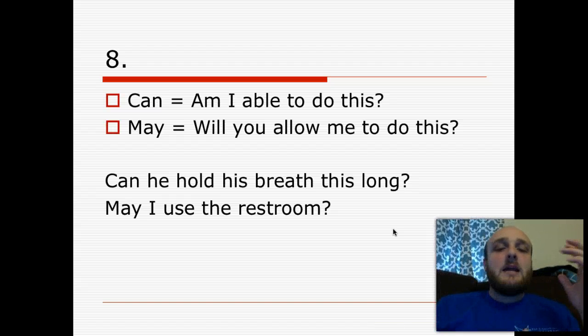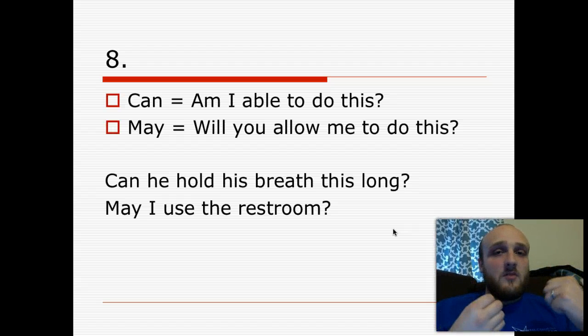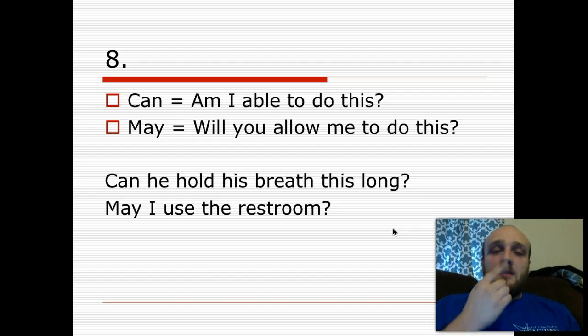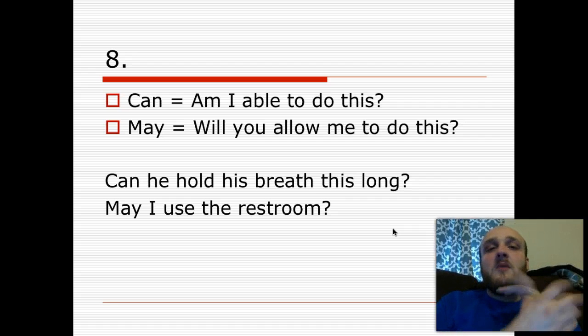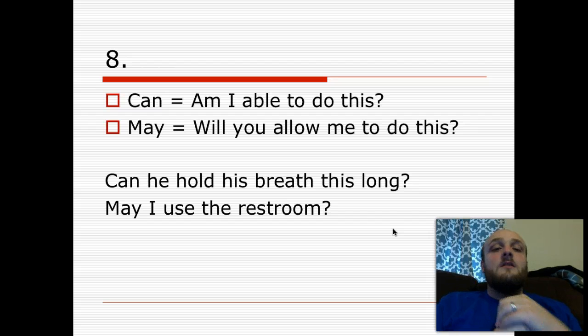Okay. Can he hold his breath this long? You can't choose how long you hold your breath. You just hold it as long as your lungs will let you. Okay. So you can't say may. The only instance where you would say may I hold my breath is if you were asking somebody else permission. Okay. So may I use the restroom is the correct form of the sentence.